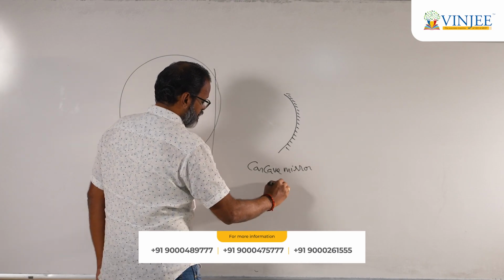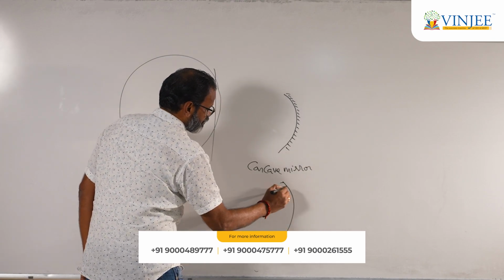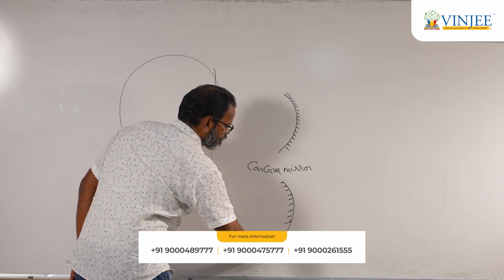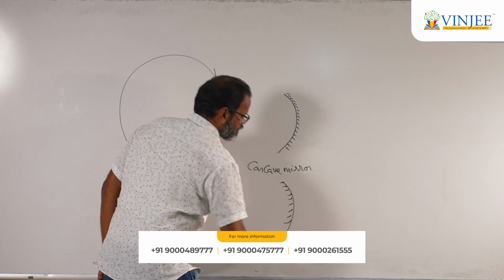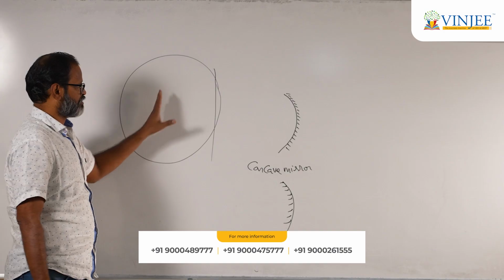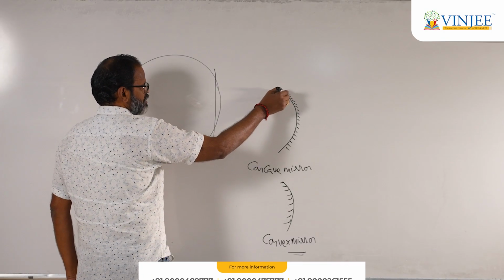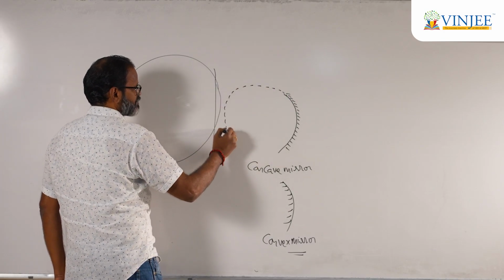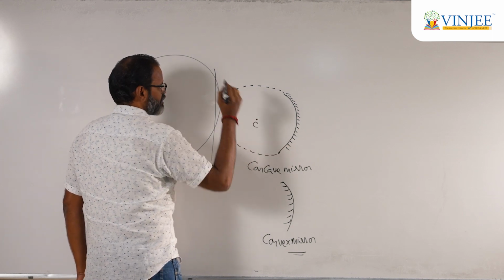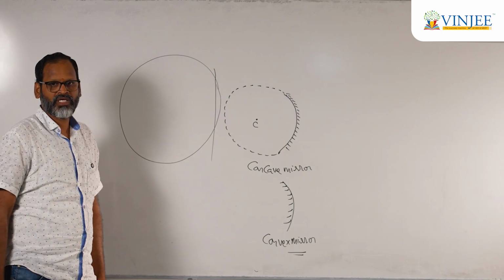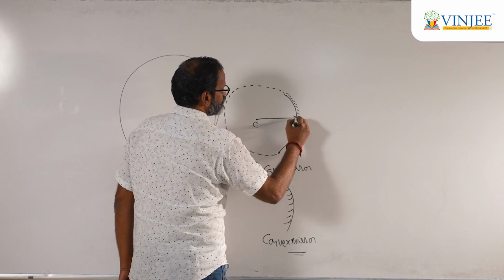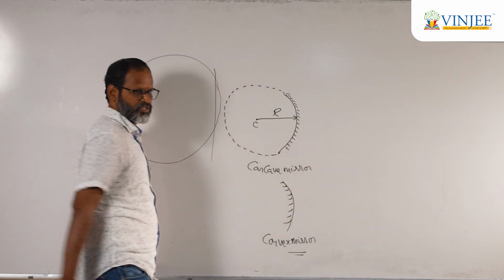Now, if the inner surface of the curved surface is silvered, that is called the convex mirror. These are the two types of spherical mirrors. Now, this is a part of the sphere. Let us suppose we draw the imaginary sphere for the curved surface. Then the center of the imaginary sphere is called the center of curvature. The radius of this imaginary sphere is called the radius of curvature.